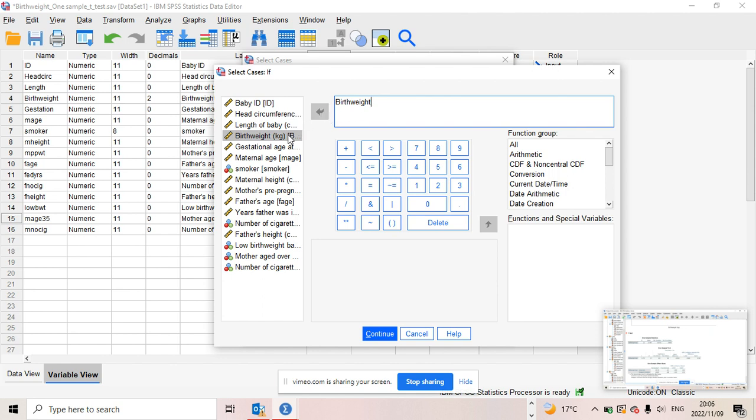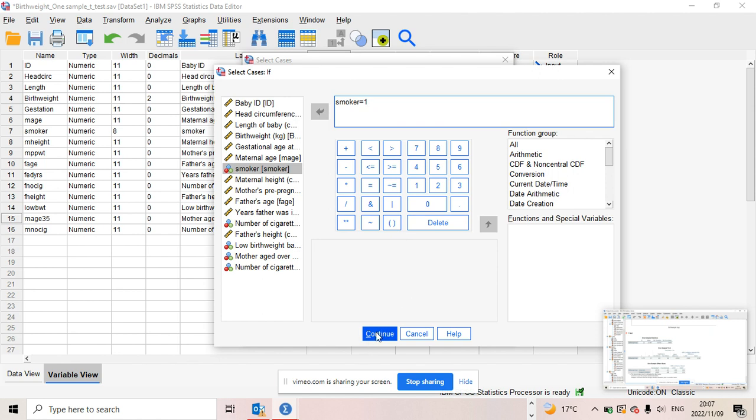So we are interested in the smoking mothers. Then you move the variable for the smoker to the box. Then you need to select the case for the smoking mothers. Remember, the value that was attached to the smoking mothers is 1. Then you say equals 1.